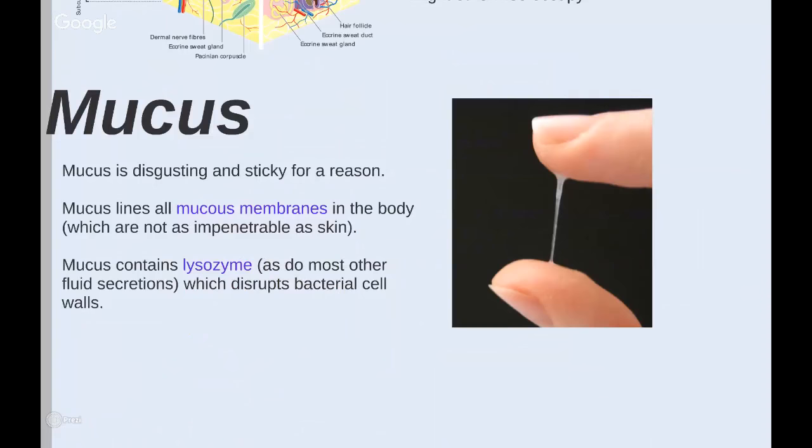It lines all of the openings to your body. So you think of your throat, your ears, your nose, and so forth, are all lined by mucus. That way you prevent pathogens from getting in those openings. It provides a sticky situation where a bacteria or virus would basically stick to that mucus. It also contains lysozymes, which will disrupt bacterial cell walls. So if it does get stuck in the mucus layer, it'll basically be destroyed.